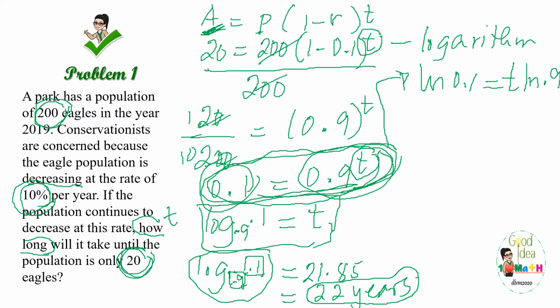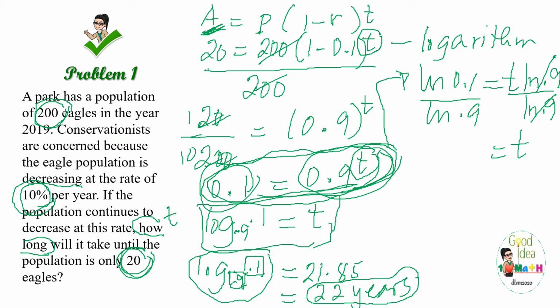So I hope you can follow. Now our goal is to find t. That's why divide both sides by ln 0.9. So ln 0.9, then ln 0.9 here also. So we can cancel ln 0.9 here on the right. Ln 0.9 divided by ln 0.9 is equal to 1. And then t will remain.